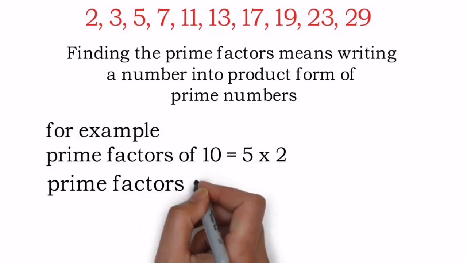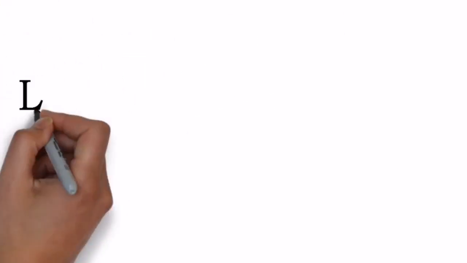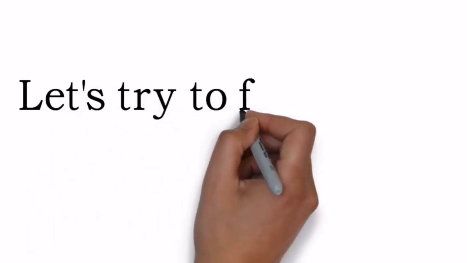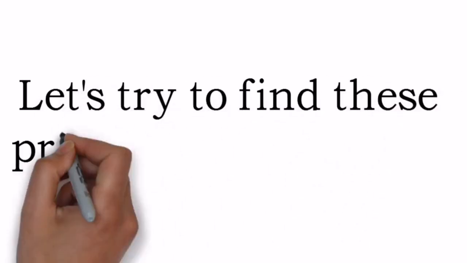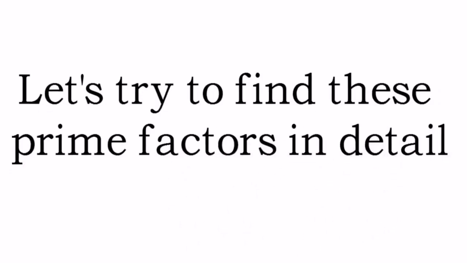Suppose I need to write the prime factors of 24, then what can be done? 2 into 2 into 2 into 3. Yes, and they are all prime numbers. Now let's try to find prime factors in detail, okay? Because those were the easy peasy numbers, 10 and 24. Now let's try to find the prime factors of 150.